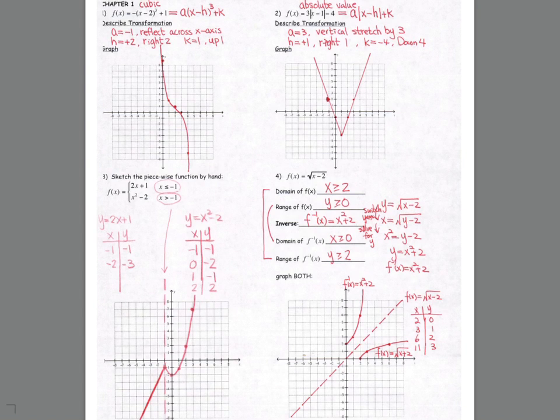Number 4, f of x equals the square root of x minus 2. So when it comes to square root, don't forget the function has to be a real number. So you have to limit your domain. So x would have to be greater than or equal to 2. If x is less than 2, then whatever is inside the square root is going to become imaginary. So you have to make sure you define your domain to be greater than or equal to 2. With that, square root functions will have a range of greater than or equal to 0.